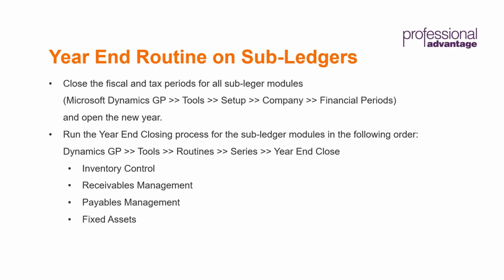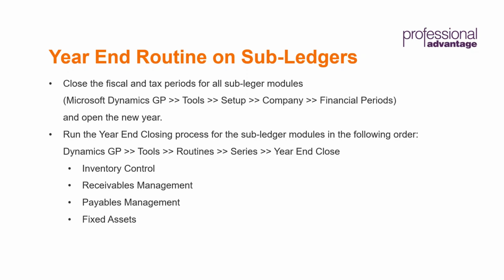All right, so the first thing we're going to look at is the year-end routine on the subledgers. Basically, the full discussion so far has been about the general ledger routine or year-end routine. Now we're going to first focus on the subledgers because they themselves do have a year-end process that you can follow. Each of them can be found in the following places. So if you go to GP, Tools, Routines, Series, so that would be payables, inventory, receivables, or the fixed asset module, and then year-end close, you would get that subroutine.